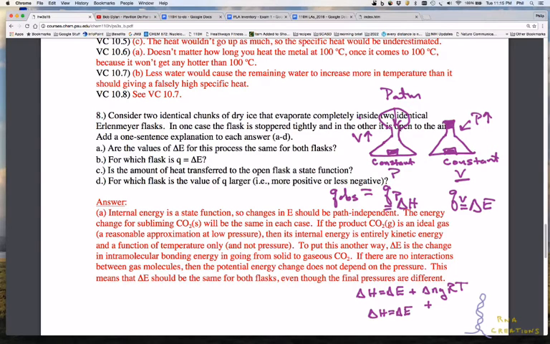So when we go back to the question here, for which flask is the value of Q higher? Well, since delta H is going to be bigger than delta E because we're adding this number to it, it'll be the flask for delta H, so it will be the open flask.